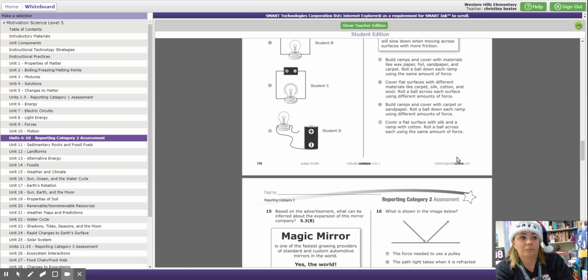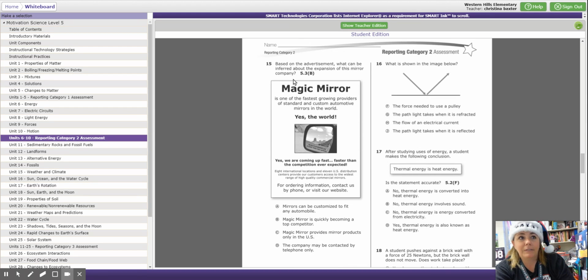Okay, 15. Based on the advertisement, what can be inferred about the expansion of this mirror company? Magic Mirror is one of the fastest growing providers of standard and custom automotive mirrors in the world. Yes, the world! Yes, we are coming up fast, faster than the competition ever expected. 8 international locations and 11 U.S. distribution centers provide our customers access to the widest range of high-quality commercial mirrors. For ordering information, contact us by phone or visit our website.